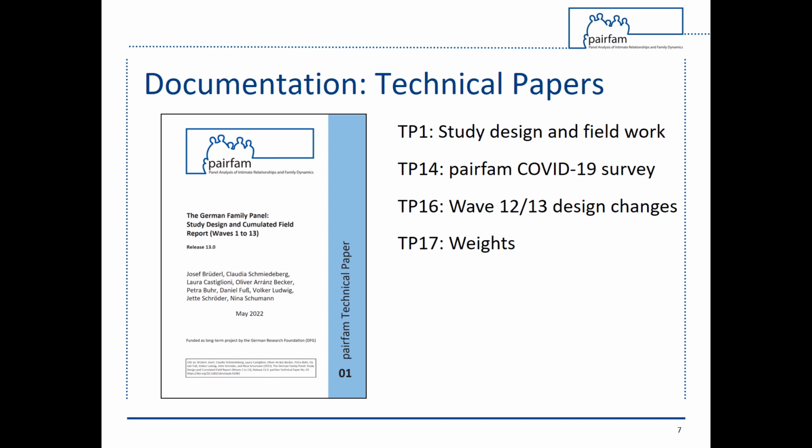Technical paper number 14 presents the design and instruments of the pairfam COVID-19 survey, an additional study that was conducted in 2020. Technical paper number 16 explains the effects of survey design modifications in waves 12 and 13 due to the COVID-19 pandemic. Technical paper number 17 is also helpful as a detailed overview of the included weighting variables in the anchor data and their application.